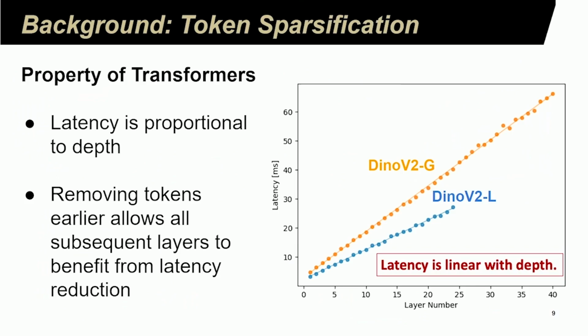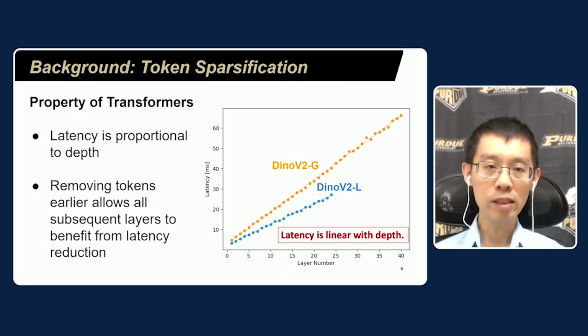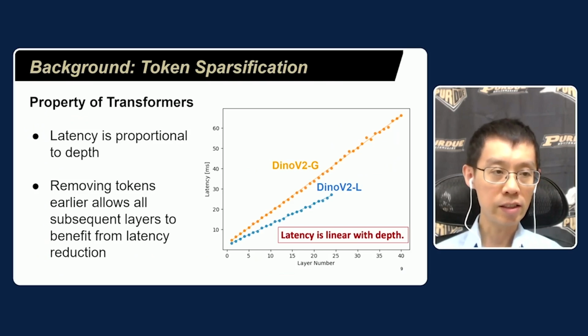However, there is also another observation: if we remove tokens early in the processing, then we can save more time. So if we remove more tokens early, then we can reduce the latency. However, if we remove too many tokens early, then the accuracy will suffer. So the challenge here is how do we balance between accuracy and latency.